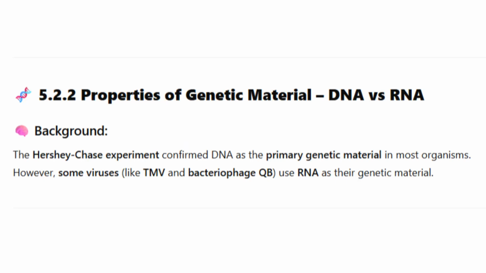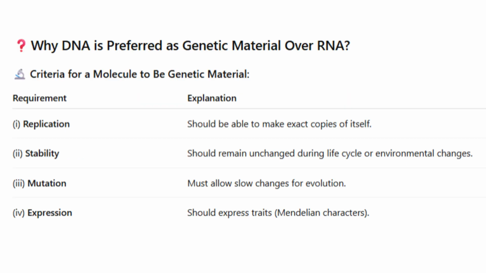5.2.2 Properties of genetic material. DNA versus RNA. Background. The Hershey-Chase experiment confirmed DNA as the primary genetic material in most organisms. However, some viruses like TMV and bacteriophage Qβ use RNA as their genetic material. Why DNA is preferred as genetic material over RNA. Criteria for a molecule to be genetic material.